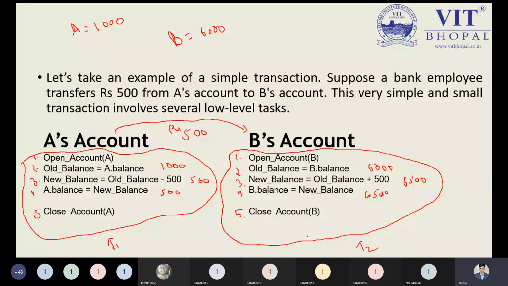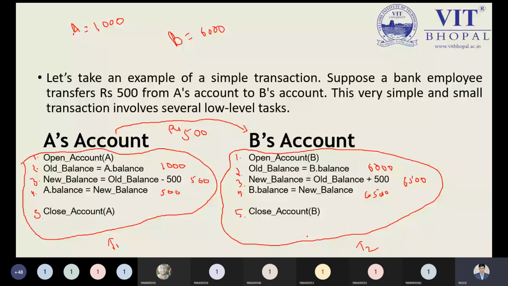So in this example, you can see we have groups of tasks, and all these groups of tasks belong to one transaction, or simply we can say a single unit of processing, that is T1 and T2. Now is this example clear to all? Yes, sir. Okay.